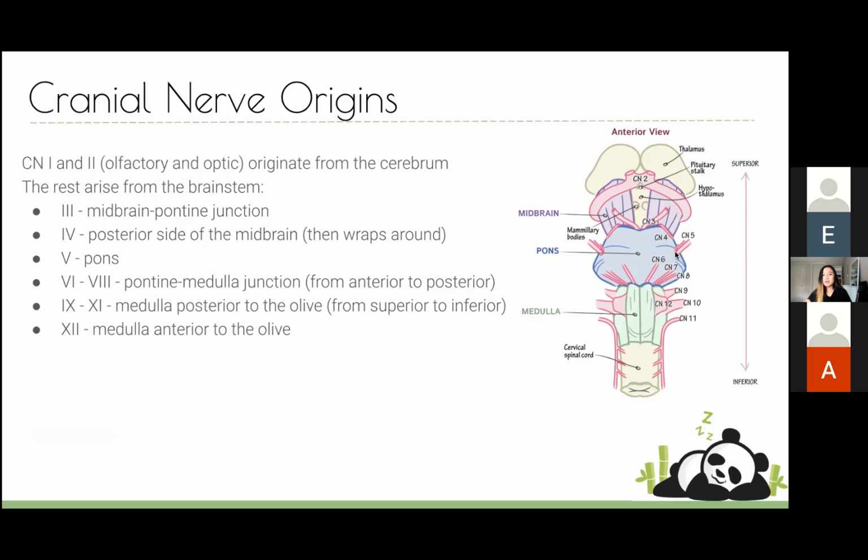This is trigeminal from your pons, and this one is obvious because it's thick. And then you've got a couple coming from the pontine medulla junction, 6, 7, and 8. With 8, you can often actually see the 2 branches, pretty cool. And then 9, 10, and 11 come from the medulla, posterior to the olive. And then CN12 comes from the medulla anterior to the olive.